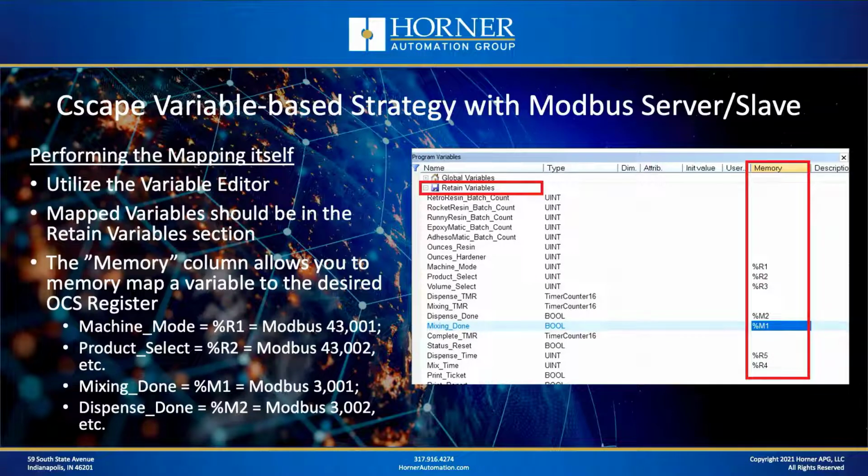Well, basically, you get out the program variable editor, and you'll see that it has a memory column, and in that memory column you can simply type in the specific address that you want to map that variable to. As you can see on the screen, the first reference I show is a variable called machine mode, which is an unsigned integer, and it's mapped to %R1. If you go back a few slides, you would see that %R1 is mapped as Modbus address 43001. So anybody who is reading or writing that data externally over Modbus would use the address 43001. The OCS would then use the data that's stored in R1, and that data is tied through this map to that particular variable, machine mode.